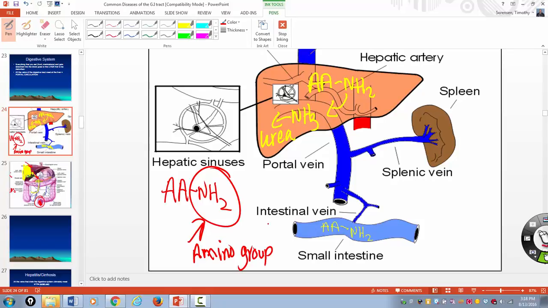And when they go to the liver, that amino group gets hacked off. And in the liver, it's converted to this stuff called ammonia. Ammonia is bad for you, toxic. So the liver takes it and converts it to a more water-soluble, less toxic chemical called urea. And how do you get rid of it? You get rid of it by peeing it out.